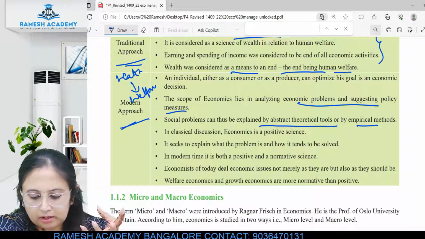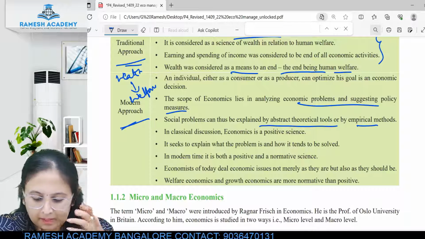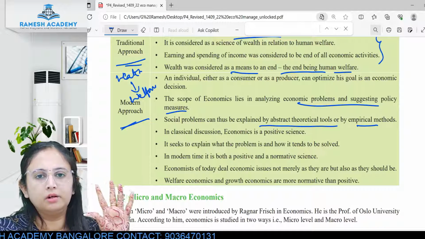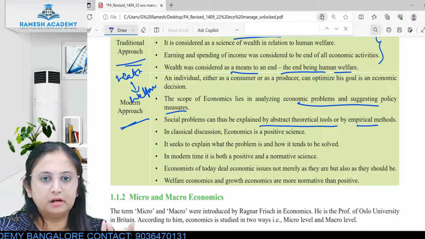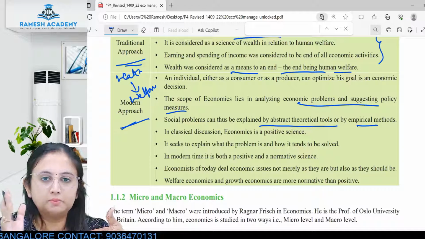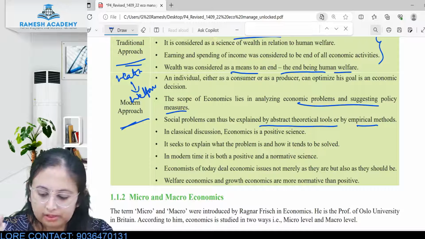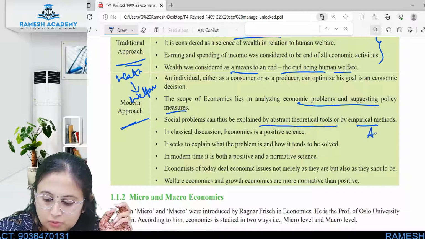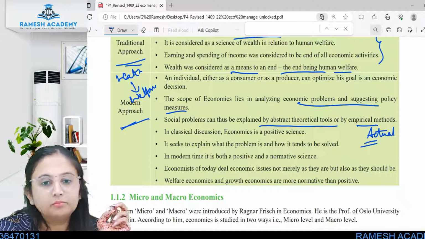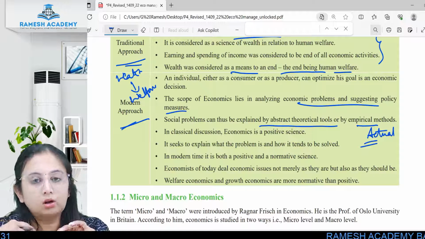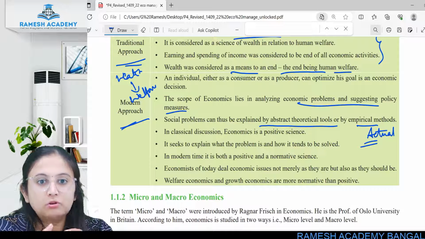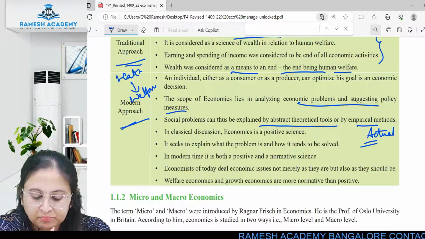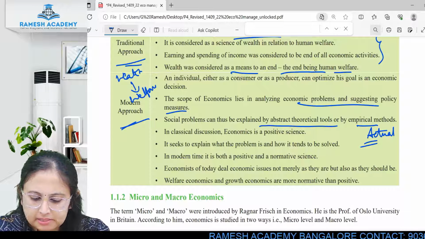Social problems can be explained by abstract theoretical tools. That means abstract theory, like the poor becoming poorer if there is no proper distribution of wealth. Poor becomes poorer, rich becomes richer. So this is just abstract theoretical tools, or by empirical methods. Empirical method means actual experience is there. Based on actual experience or actual demonstration analysis, you take some decision. That is the empirical method. Then in classical discussion, economics is a positive science.